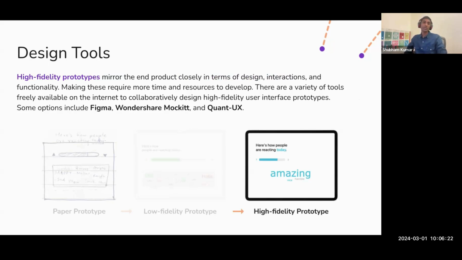And so, tools like Figma. The one that we used just now was FigJam, but that's for brainstorming. You have Figma. It's the same tool really, but it creates a different kind of file that allows you to focus on things that high fidelity prototypes allow you to do. So Figma, Wondershare, Mockit, and Quant UX are some examples that allow you to do it. So that's in terms of design tools.